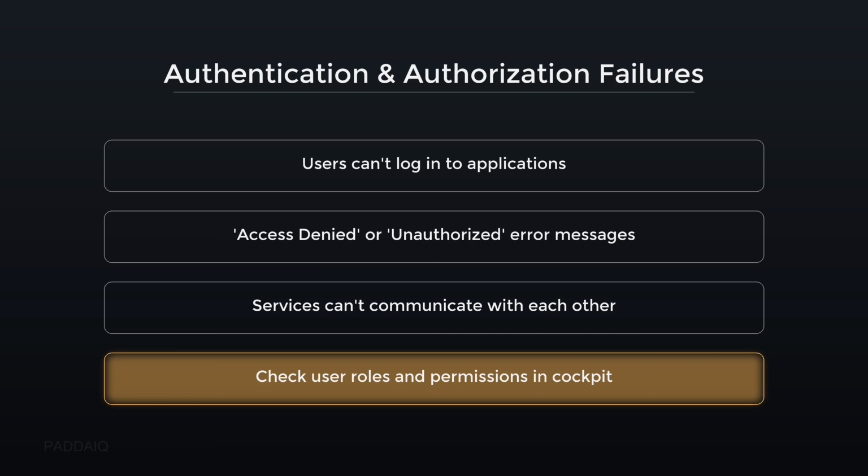Check user roles and permissions in the cockpit. This means verifying the specific access rights assigned to your user account in the SAP BTP administration tool. For instance, a developer unable to deploy an application might lack the necessary space developer role. Always confirm these settings first when access is denied.